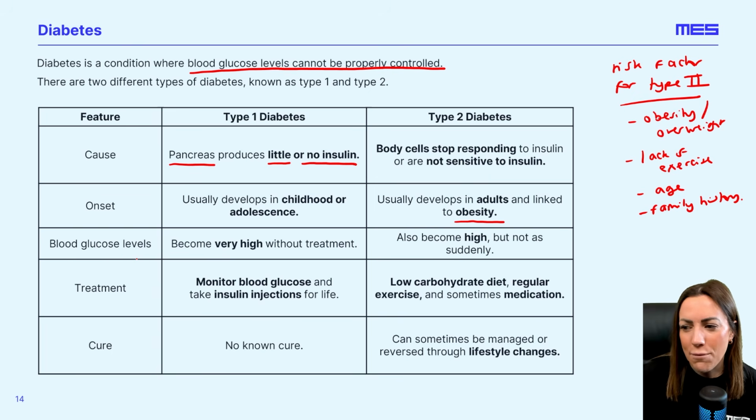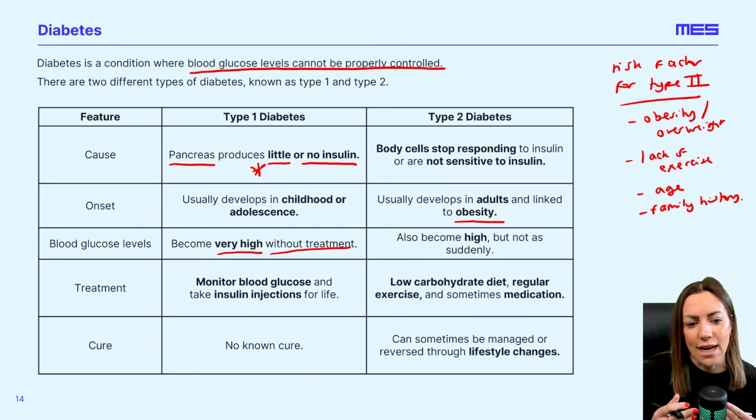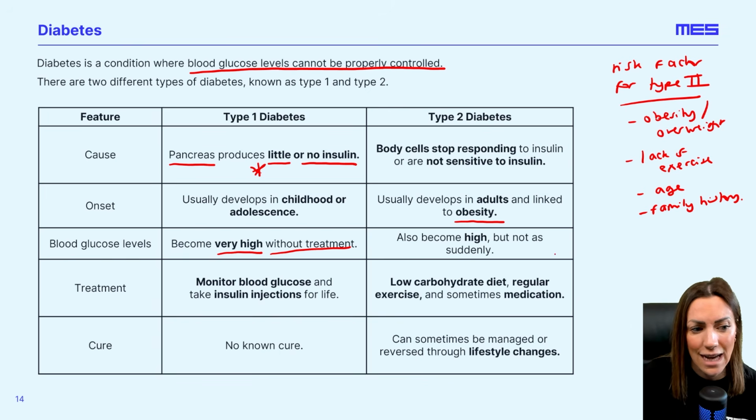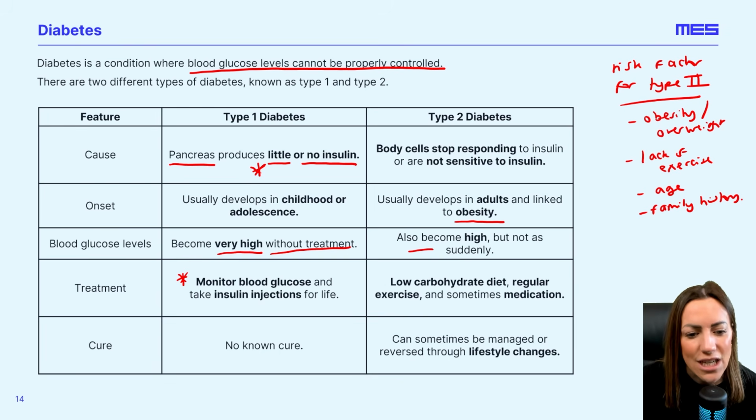Now, if we compare the blood glucose levels with type 1 diabetes, because their pancreas is not producing insulin, their blood glucose levels become very, very high because there's no insulin to cause the glucose to move into the liver, move into the muscles and be stored as glycogen. Type 2 diabetes, again, it can become high because their body cells are not responding to the insulin the way they should be. Now, treatments, if you're type 1 diabetic, you will be regularly monitoring your blood glucose levels and you will be taking injections of insulin because your pancreas does not make insulin. So you need to inject it regularly, often before you eat a meal.